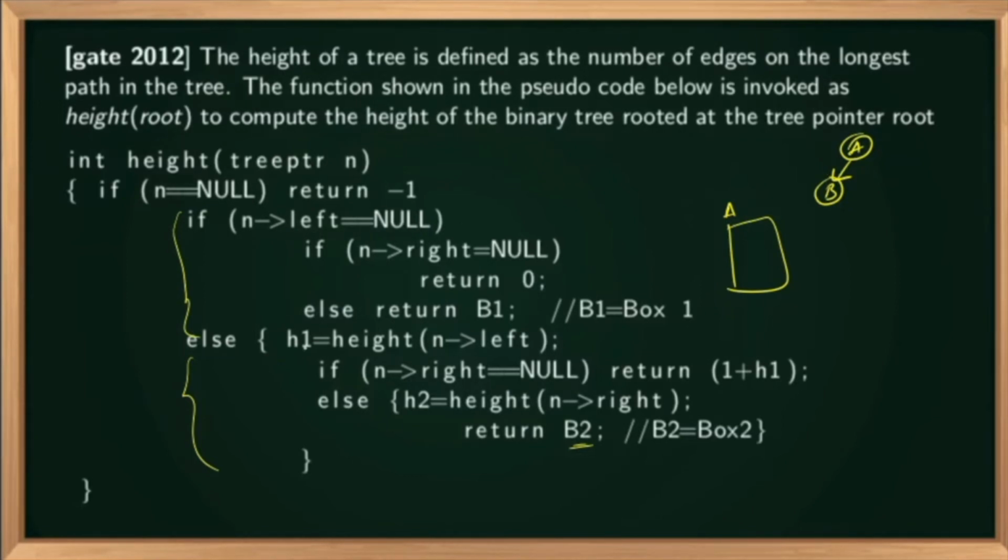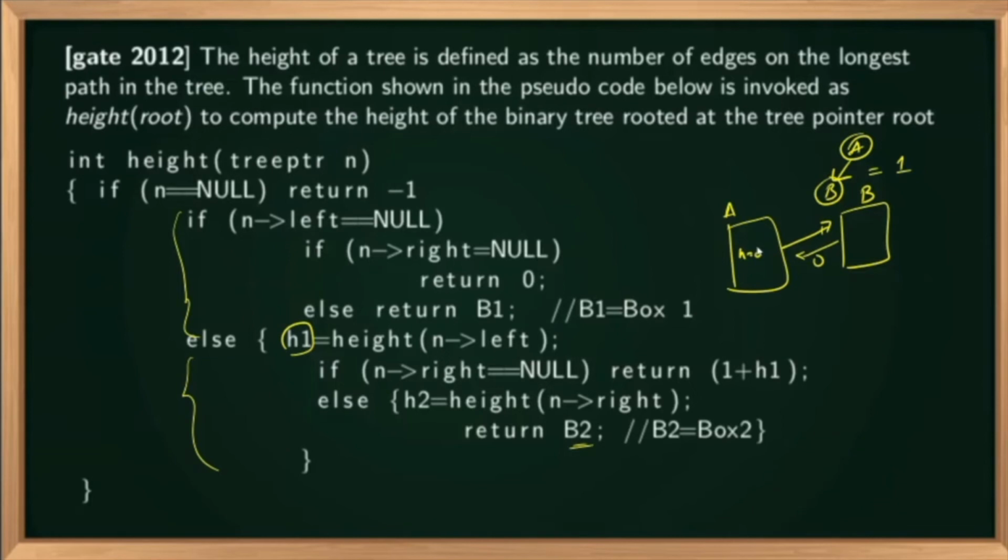So what is it doing? h1 is equal to height of n dot left, so again we are calling. Remember we have to get the answer 1. Again we are calling with b. And with b, n dot left is null? Yes, left is null. n dot right is null? Yes, b dot right is null. Then we are returning 0. So 0 will be returned, which means h1 will be 0.